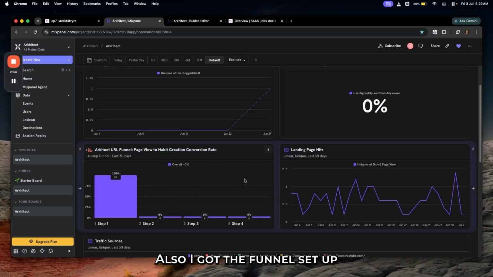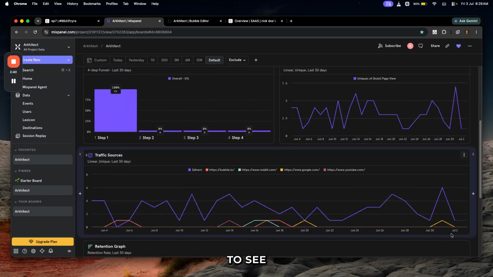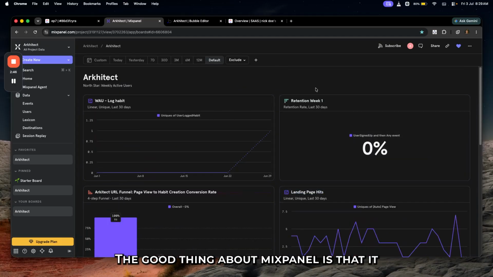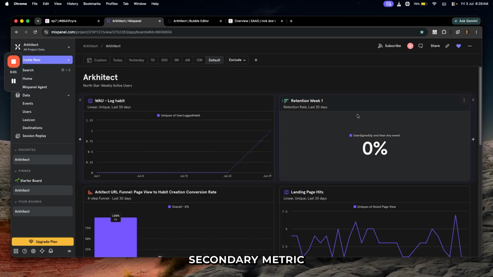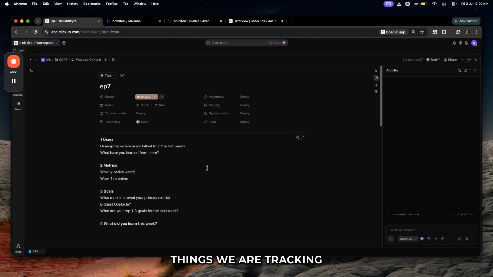The funnel also, I got the funnel set up. Landing page hits, this also is there. And the traffic sources to see where the traffic is coming from. So these are pretty much all. The good thing about Mixpanel is that it pretty much forces you to have a small number of charts, and ideally you should have only one North Star metric, which is weekly active users for us. Secondary metric is week one retention. Those are the main things we're tracking.